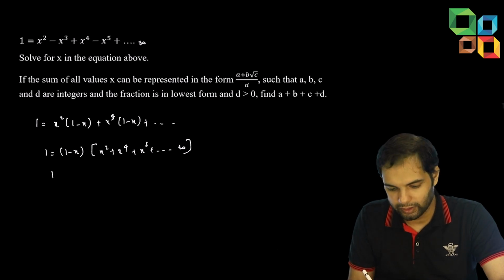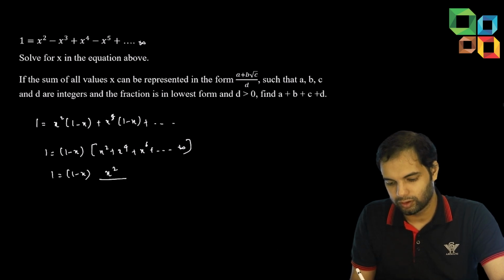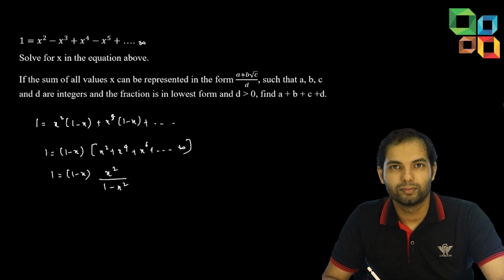Sum up to infinity. Anybody has an objection? I can't use sum up to infinity because I don't know what is the value of x and something.